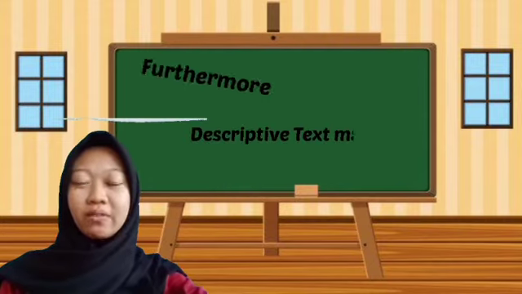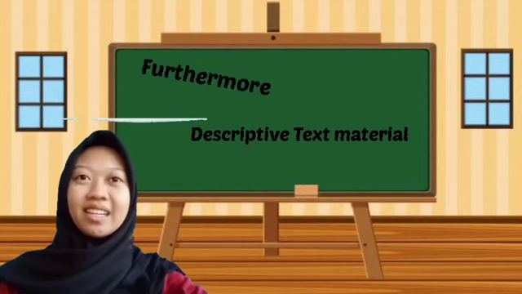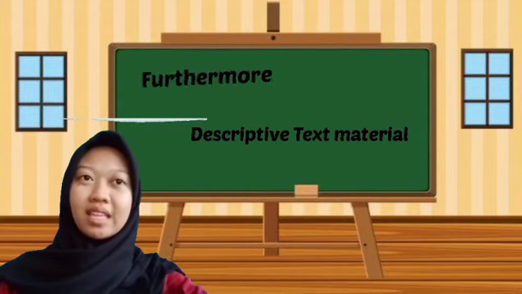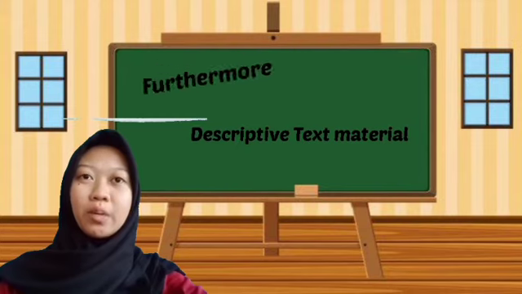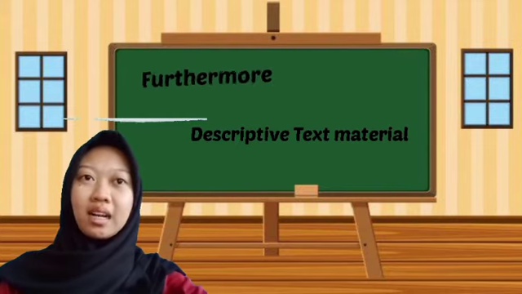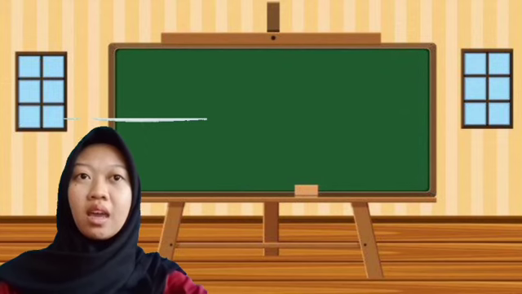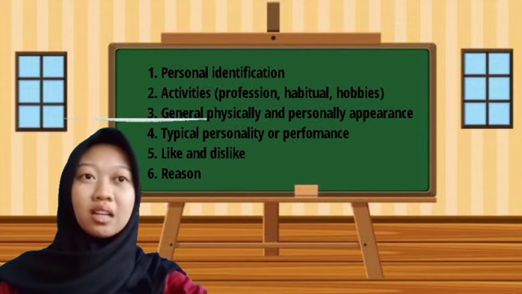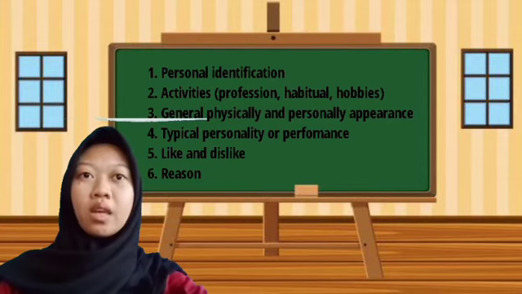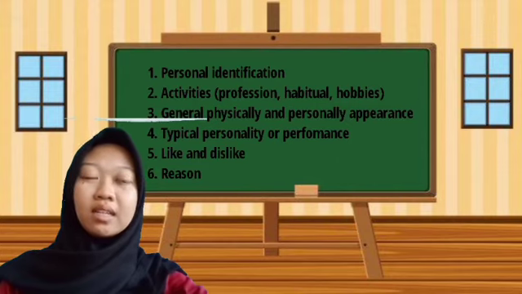Furthermore, the descriptive text material. At the third meeting, we discussed descriptive text and made a descriptive text product about yourself and the inspiring character. In the descriptive text, there are several sections that are the main discussion, namely personal identification, activities such as profession, habitual hobbies. Then, there are general physical and personal appearance, typical personality or performance, like and dislike, and the last one, namely reason.